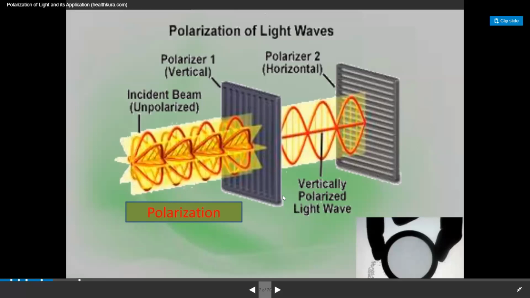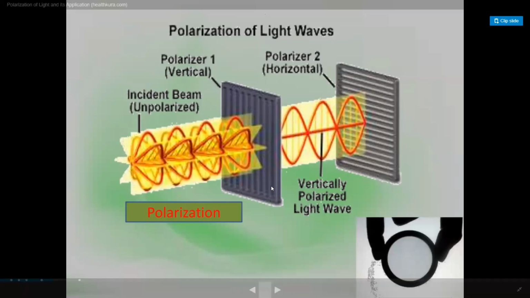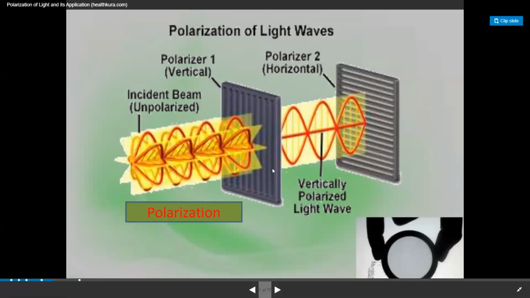So that is the application of a polarizer. Which light do we want? If we want vertical, then we use a vertical polarizer. Or if we want horizontal light, then we use a horizontal polarizer. So that is the application of the polarizer material.